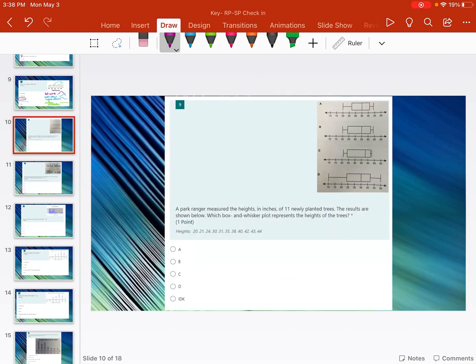Okay. Then let's look at number 9. A park ranger measured the heights in inches of 11 newly planted trees. The results are shown below. Which box and whisker plot represents the heights of the trees? Okay, this is a little bit tricky because we are going to need to find the pieces that make up a box plot to be able to help us identify which of these would make the most sense. So on the bright side, they did already put the data in order for us. So that is actually very helpful.